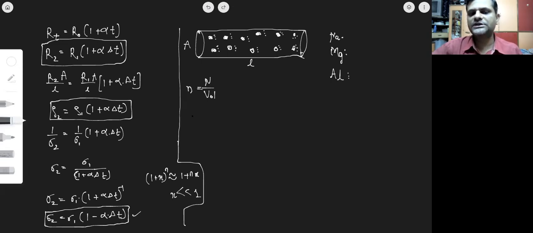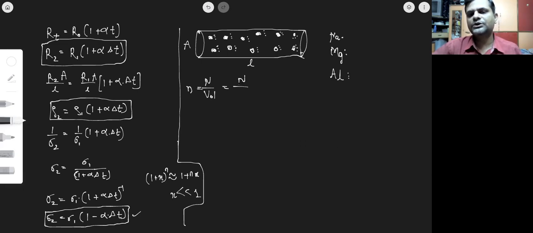Okay, so how will we calculate electron density? It will be the total number of electrons divided by the total volume of that conductor. Suppose we consider the total number of electrons to be n, which is very complicated and we cannot find it out easily.